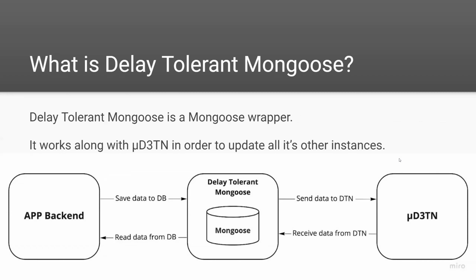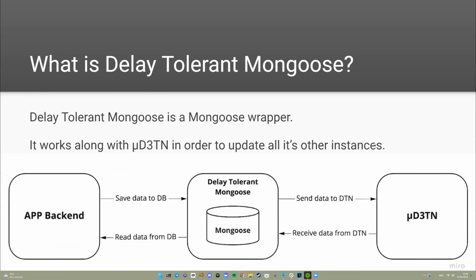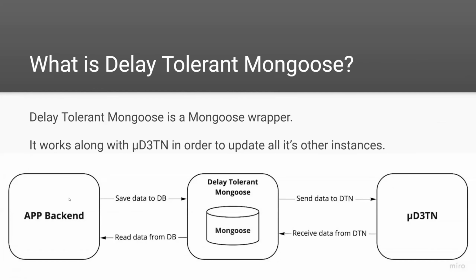So here is a graph explaining better how delay tolerant mongoose works. Let's take, for example, you have a backend. Well, for a normal application, you will only have those two squares, your backend saving data to the database and then reading from the database. But delay tolerant mongoose uses mongoose to save the information, but also it has a connection with micro-DTN in order to send all the updates to all the other instances. And well, it also receives that data from the other instances running on the DTN.